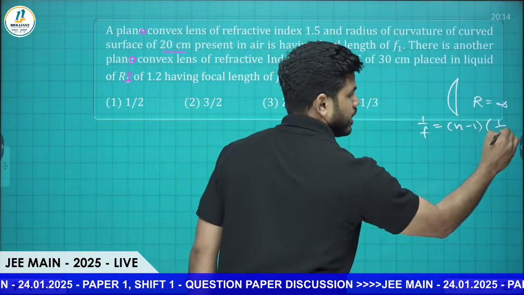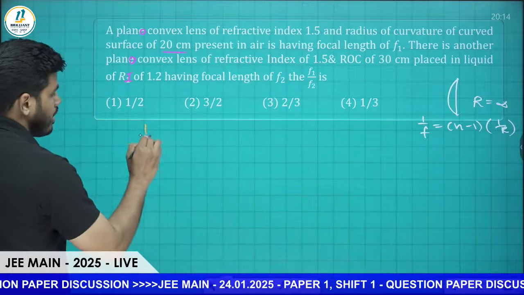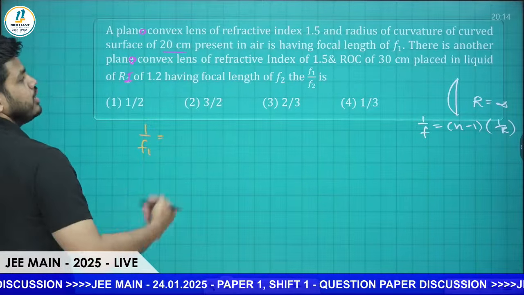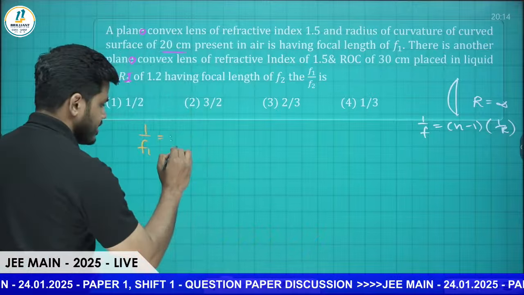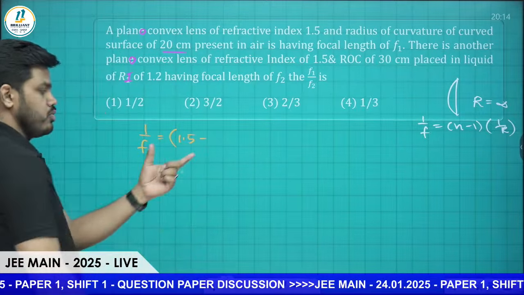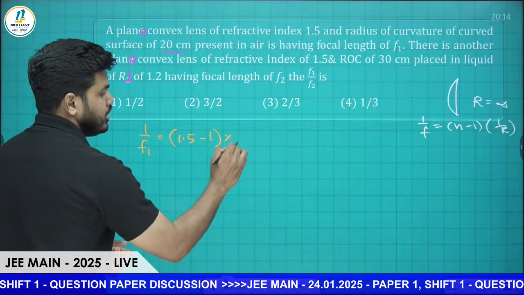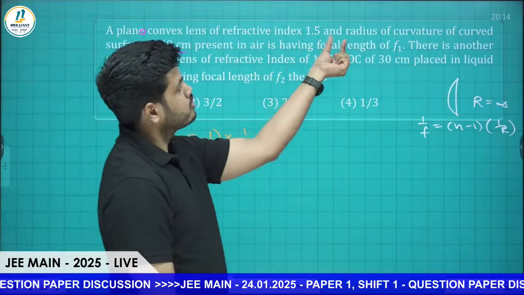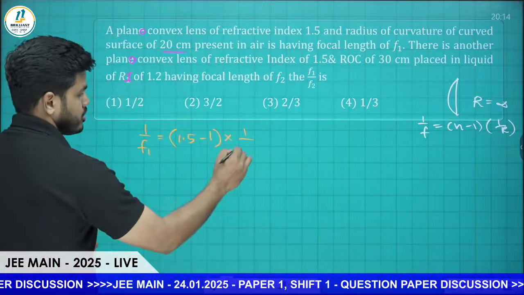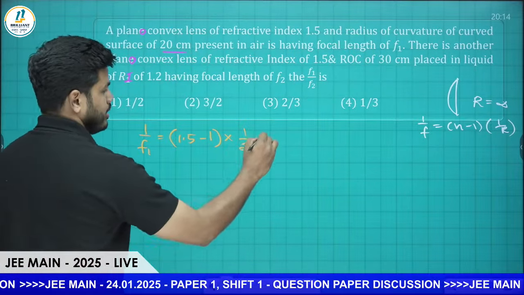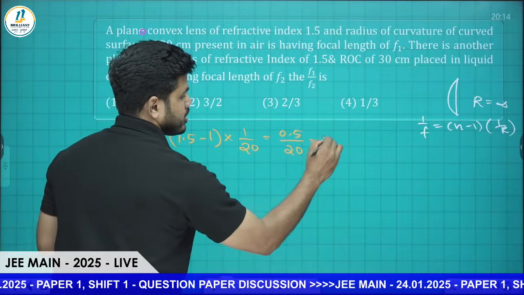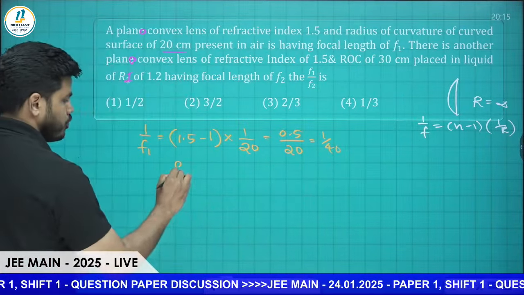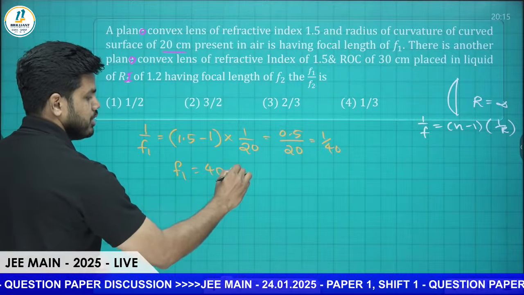So for the first lens, 1 by f1 is equal to, see, the lens is kept in air, so I can write just n minus 1. Refractive index of the lens is 1.5 minus 1 into 1 by, what is the radius of curvature we got? Radius of curvature is 20 centimeters. So what is the result? We got 0.5 divided by 20, so that is 1 by 40. So what is your f1? f1 is equal to 40 centimeters.